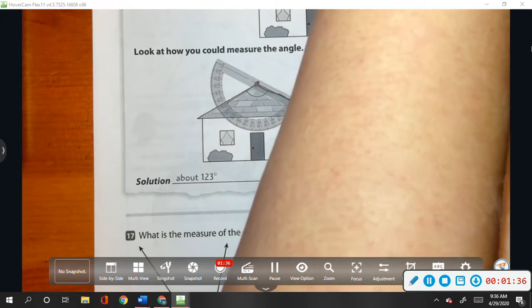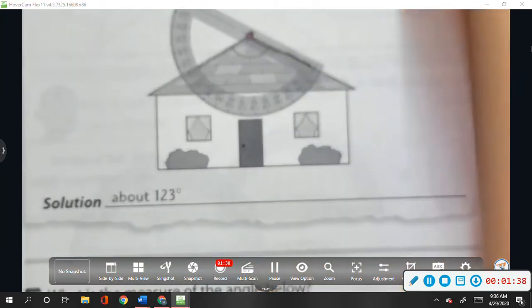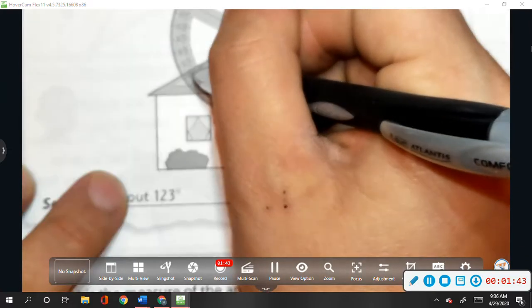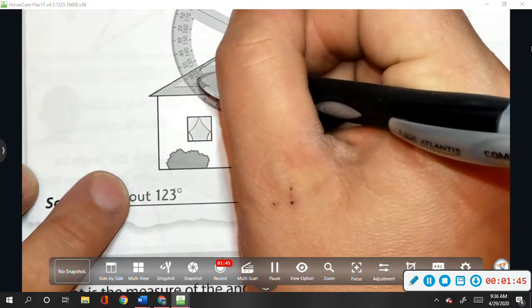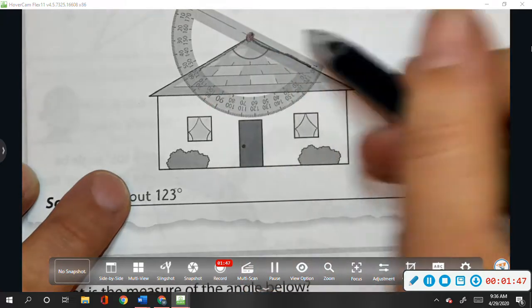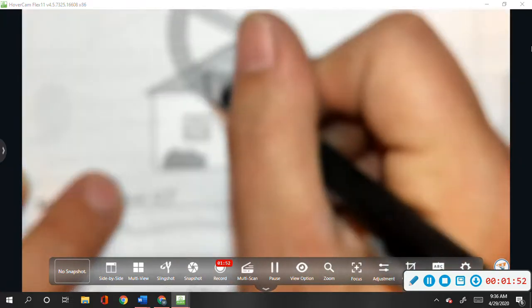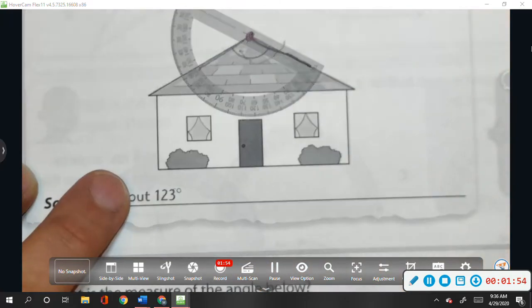If you can see that, see how we have up the top, we have 50 degrees and 60 degrees. It's not going to be the smaller unit, because we can tell that this is an obtuse angle and it's going to be more than 90 degrees. So we're going to use the larger unit of 120 degrees.